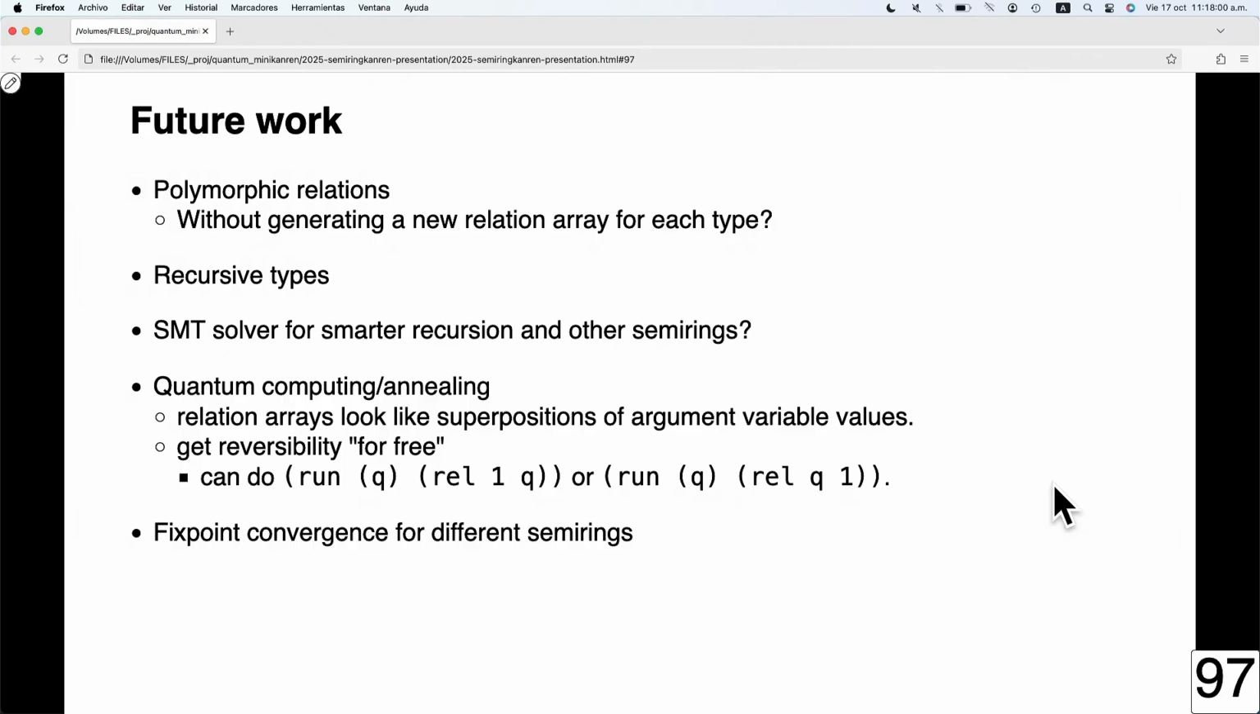And then figuring out how different semirings behave in the system. I think it's possible to come up with semirings that do not converge over fixed point with this method. I think there's already existing literature in the Datalog sphere about what works and what doesn't, but I just need to look into that some more. And yeah, applications are always useful.